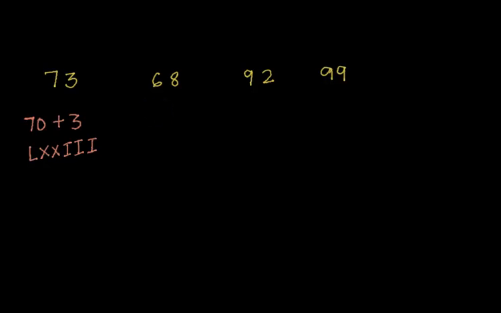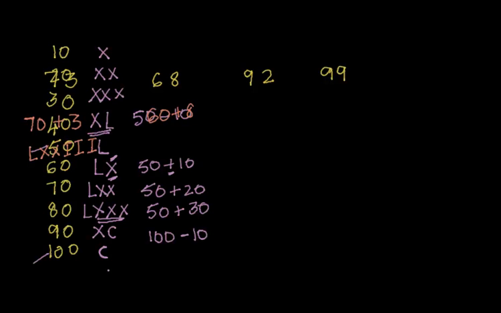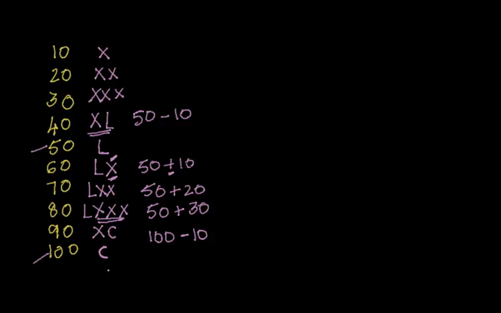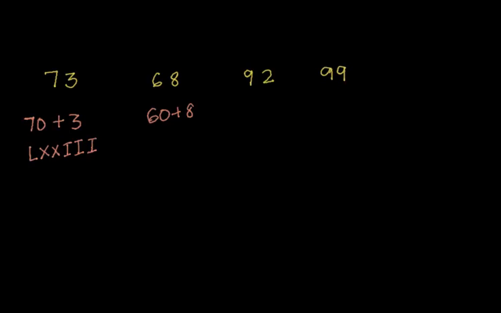Let's consider 68. 68, we'll split it as 60 and 8. How did we write 60? 60 we wrote it as LX. So we write L, X and 8. 8 we know how to write it. 5 followed by 3. So this is 68.